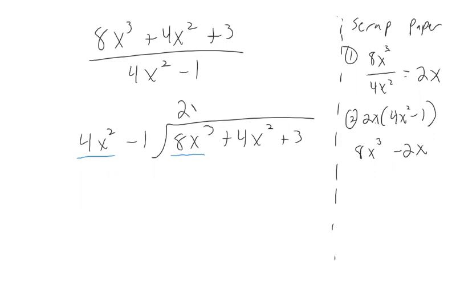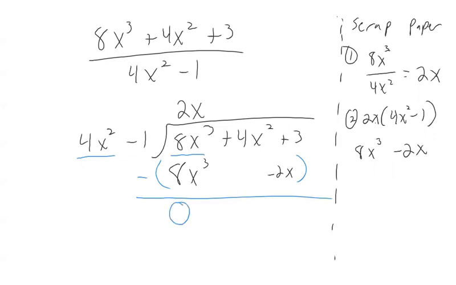So there I put my 2x. I take step 2 and I write it below here, 8x cubed, and I'm going to put this guy over here because there is no x in the denominator. And then I must subtract the entire thing. So 8x cubed minus 8x cubed is 0. That is what we want to happen. And my little scrap paper piece over here is what guarantees that to happen for me. So my first term is canceled.